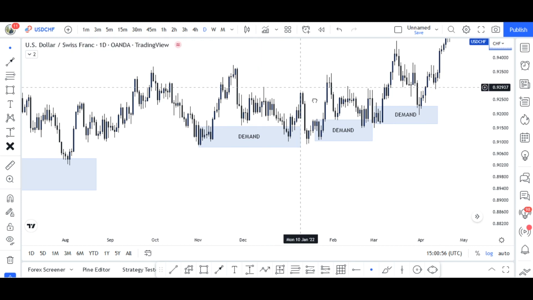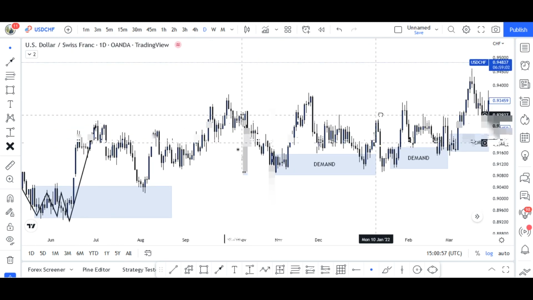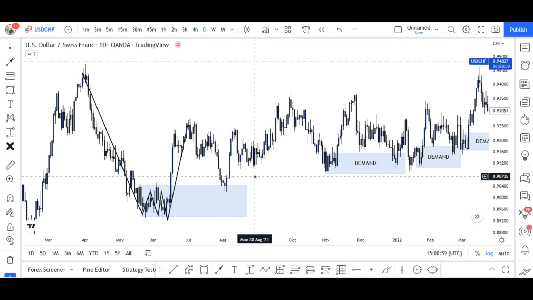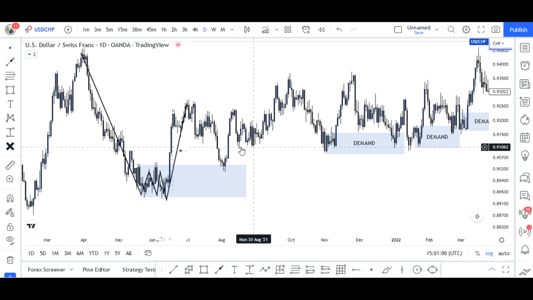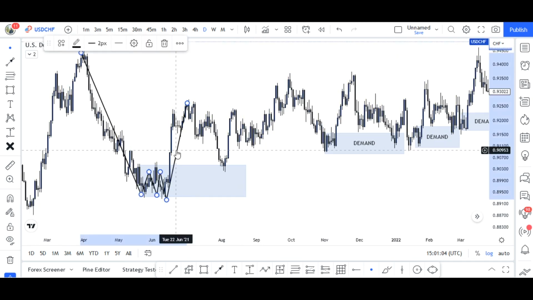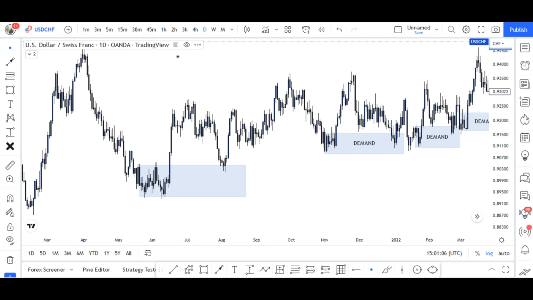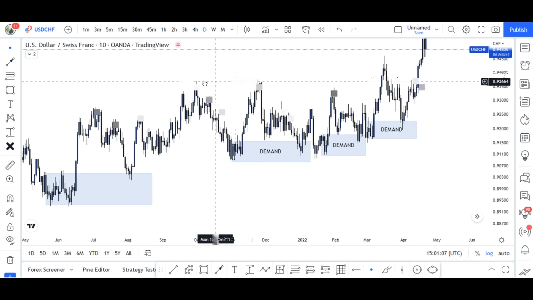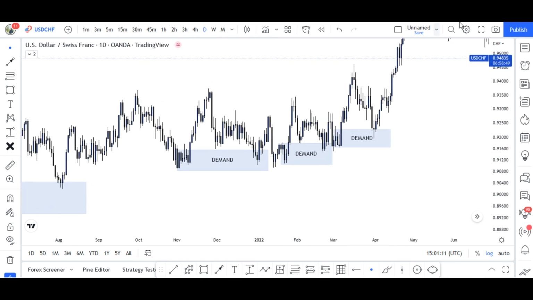Now, if you don't practice, as I said, you won't be able to identify these zones in the market before they happen, or you won't be able to know where we have supply zones and demand zones. So you won't be able to identify demand zones and supply zones in the market.